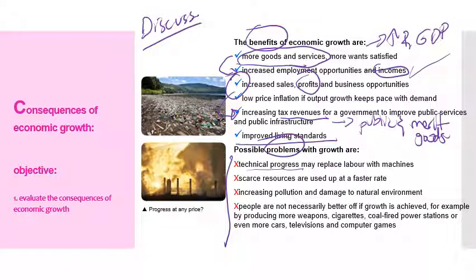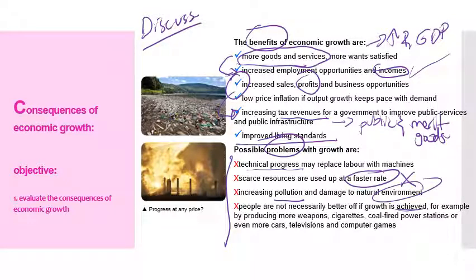Also, scarce resources are used up at a faster rate, so we are not conserving the resources, and that would be a disadvantage. We are using up our resources in order to keep up with the increased production, and because we are producing a lot, this would lead to pollution, and the pollution would damage our environment. Finally, people are not necessarily better off if growth is achieved.